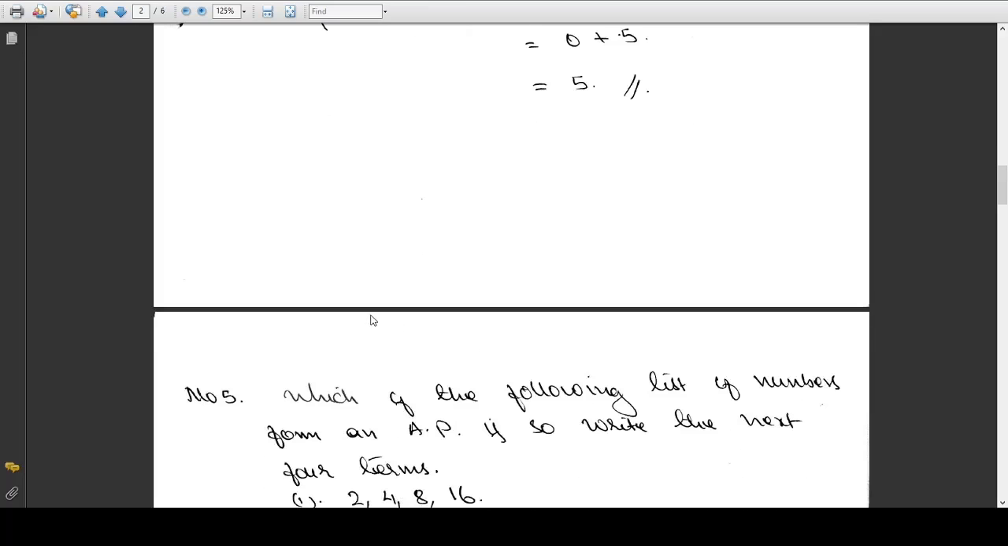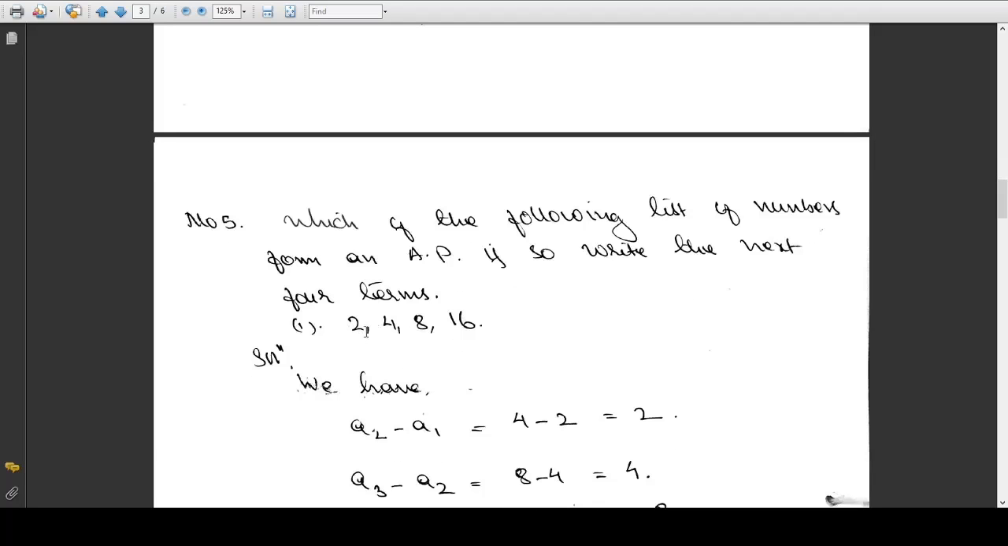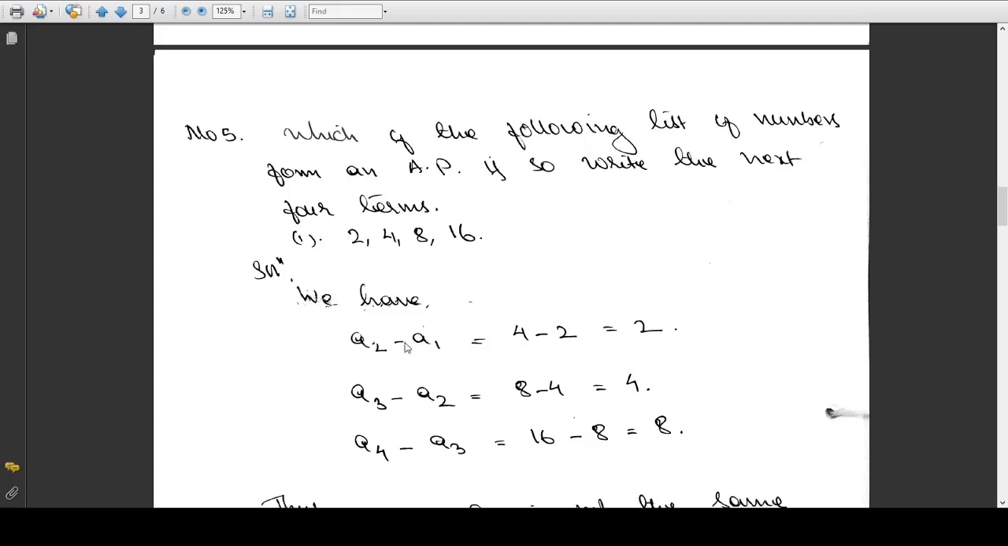Okay, now next we'll move to number 5. In which of the following lists of numbers form an AP? If so, write the next 4 terms. That means we have 1, 2, 3, 4 terms given. The fifth, sixth, seventh and eighth terms you have to find out. Now, in the list of numbers you check whether they are in AP or not. If they are in AP, you write the next 4 terms. If not, then no need to write. Is it clear? Now number 1 is given: 2, 4, 8, 16.